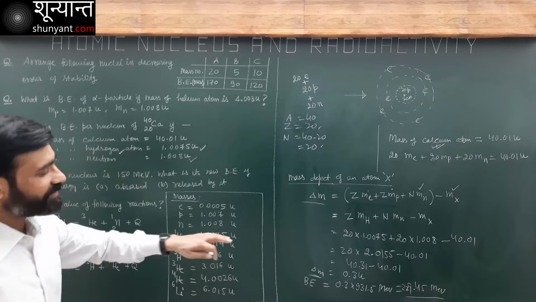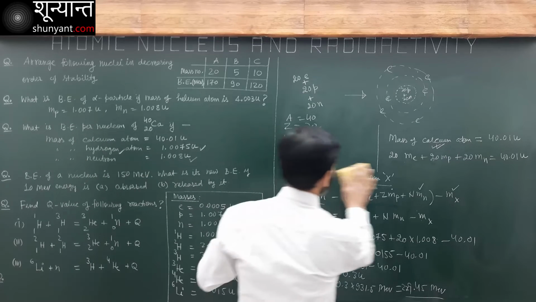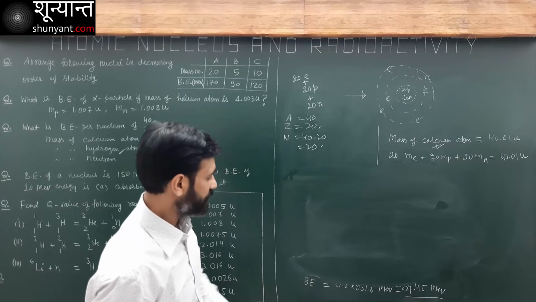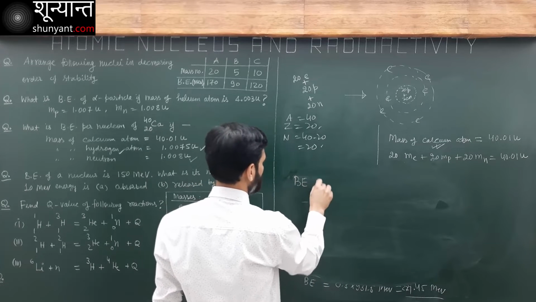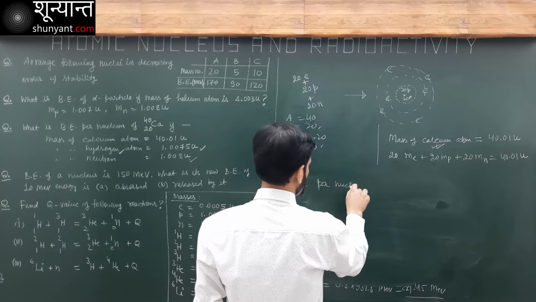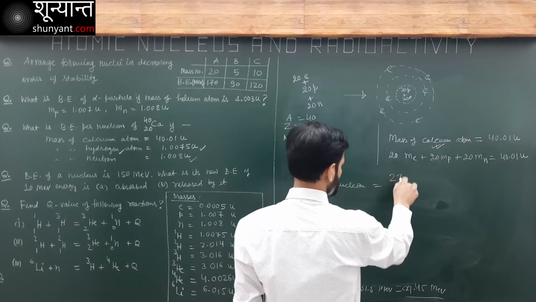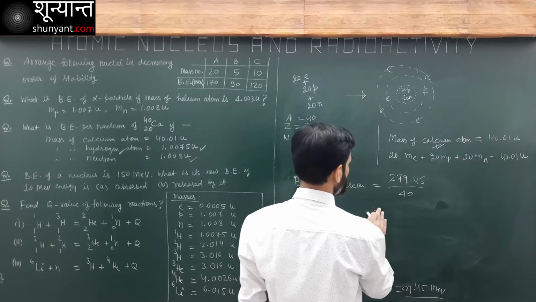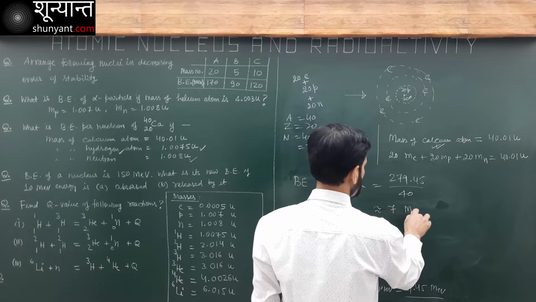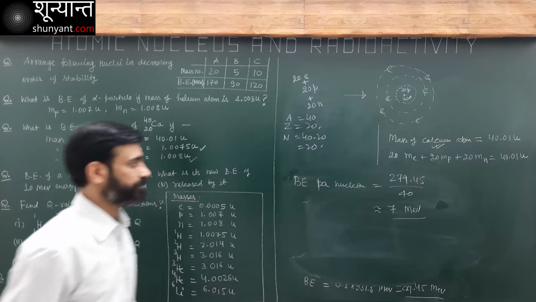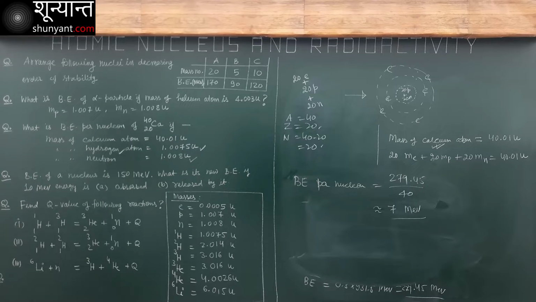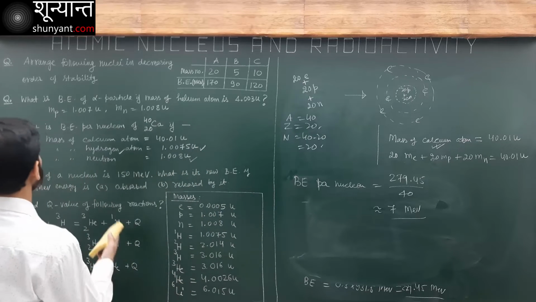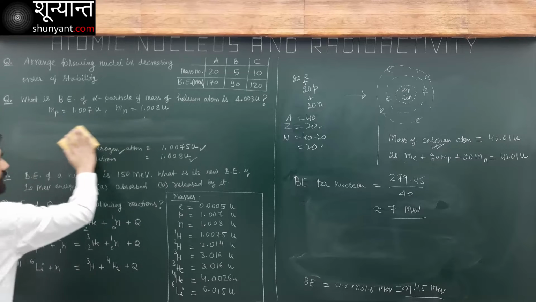Okay, so this is binding energy. What will be the binding energy per nucleon? Binding energy per nucleon is equal to 279.45 over 40, which is approximately 7 mega electron volt. Approximately it is going to be 7 mega electron volt per nucleon. That is the binding energy per nucleon. Okay, now the next one.